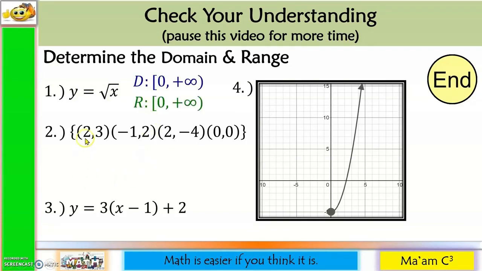Now for number 2, we have 2, negative 1, 2, and 0. 2 was repeated. So we have negative 1, 0, and then 2. Remember to arrange your values in ascending order. For the range, we have 3, 2, negative 4, and 0. So we have negative 4, 0, 2, and then 3.